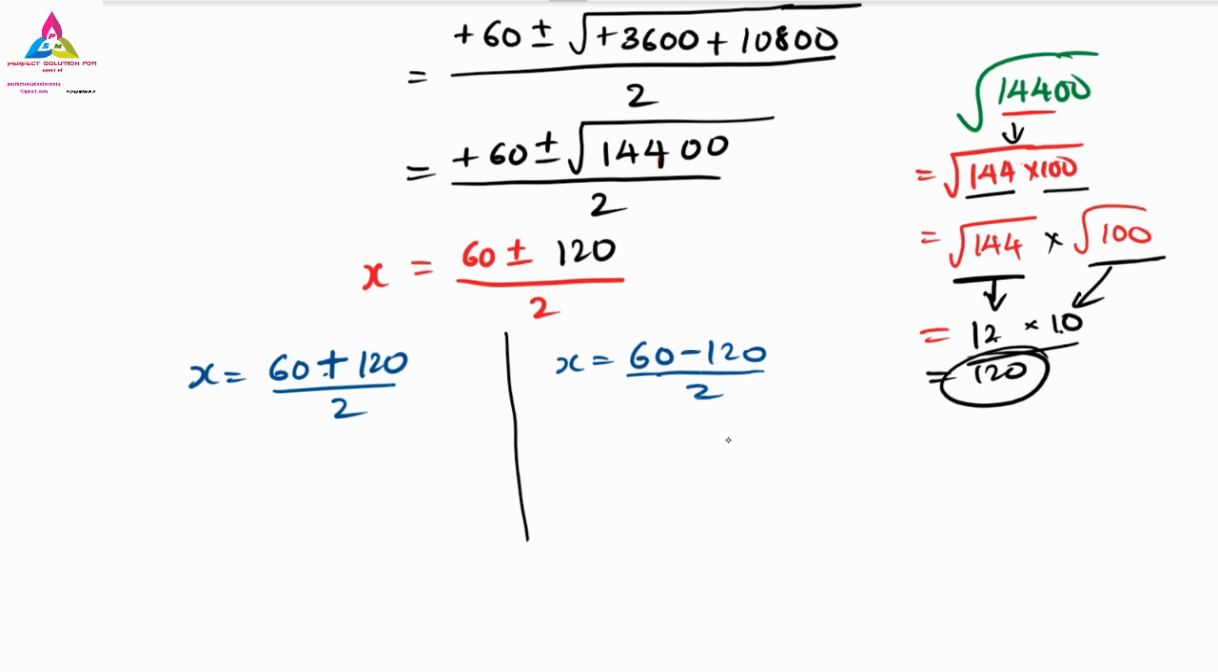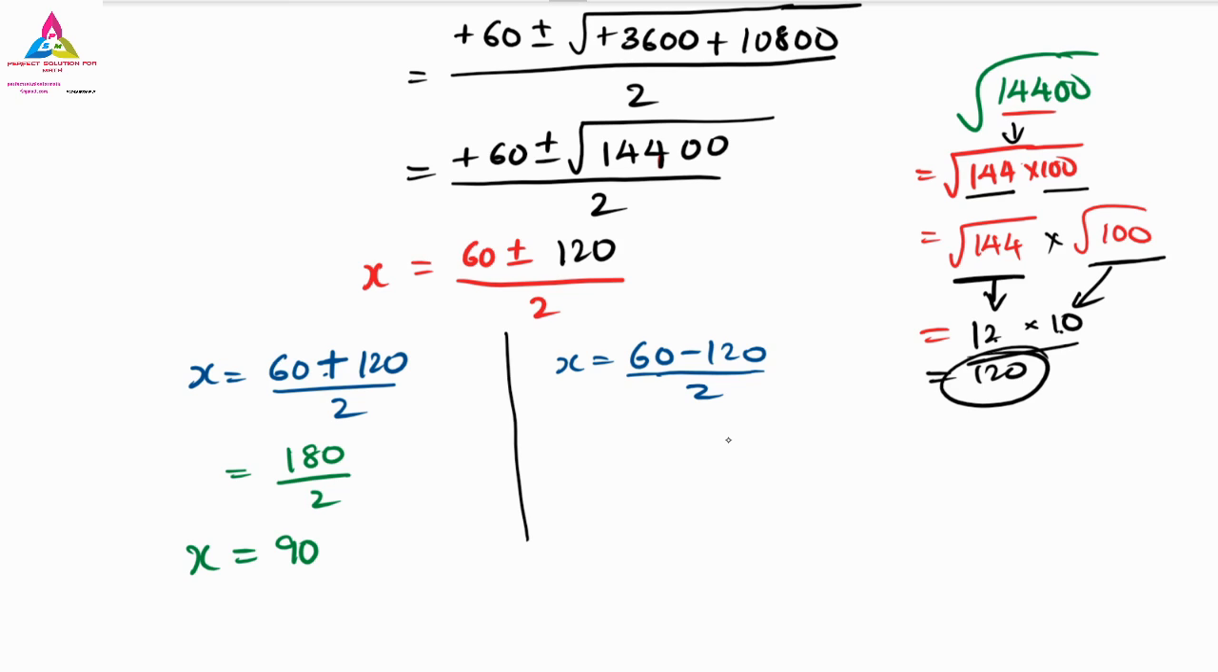The two possibilities we have taken. So next calculation, 60 plus 120 is 180, divided by 2. So the x value we are going to get is 90. The x value we have got here is 90. So again we have to go through the other side.